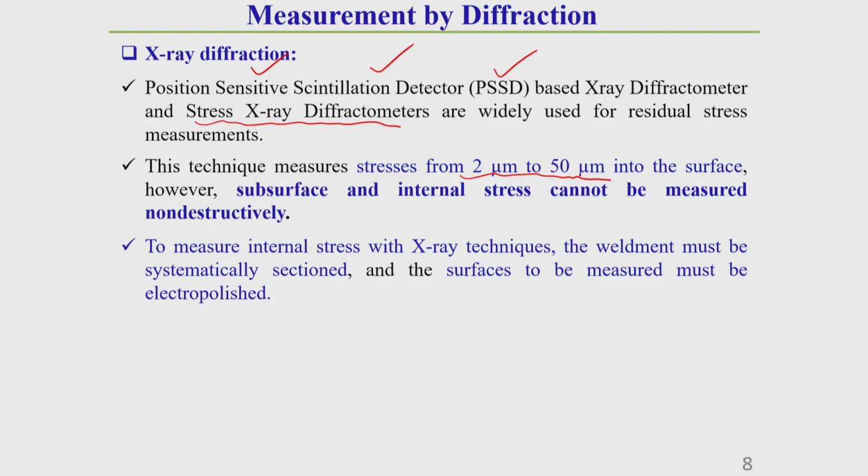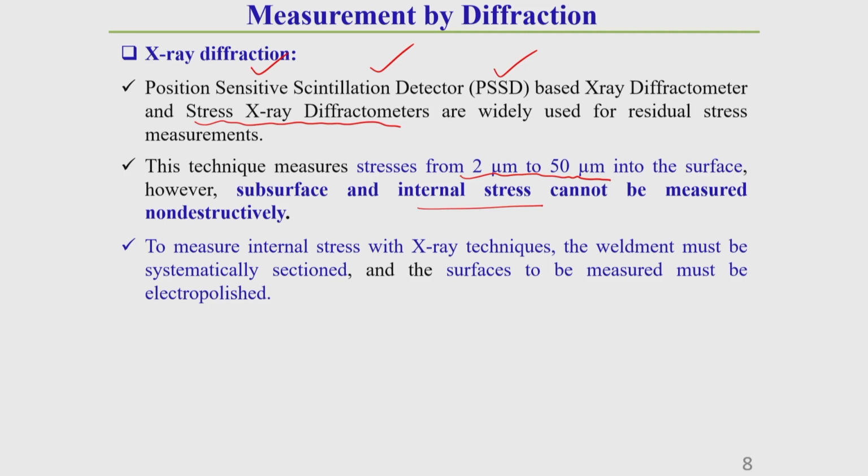But for interior residual stress measurement, what do we have to do? We have to cut the layer and polish it very precisely; electro polishing is required before measuring by using the X-ray XRD technique. So, subsurface and internal stress cannot be measured non-destructively, this you should keep in mind, because for internal or subsurface stress measurement we have to section it and polish it, and only after that can we get the stress distribution.